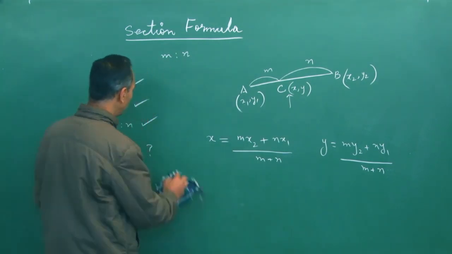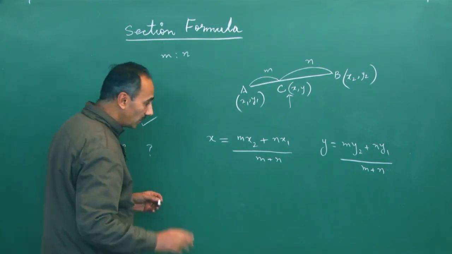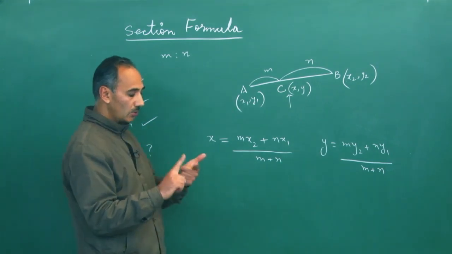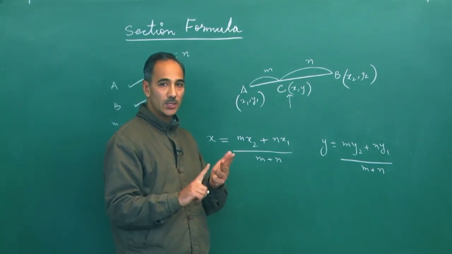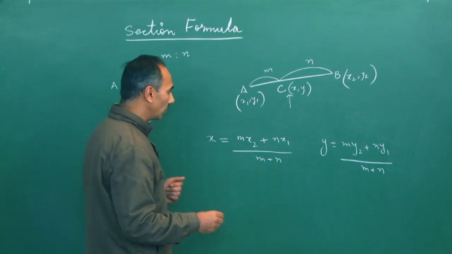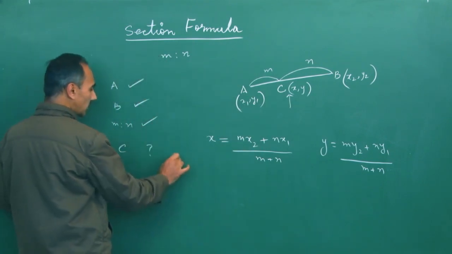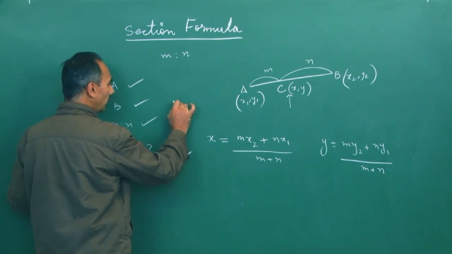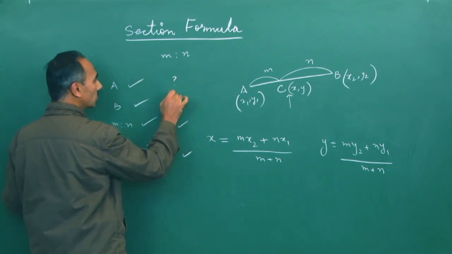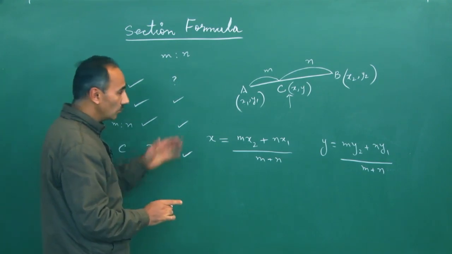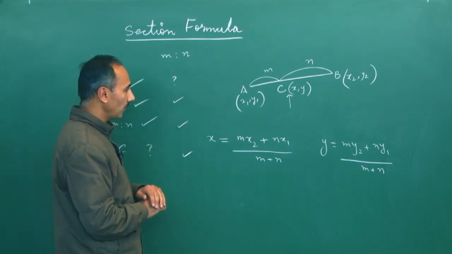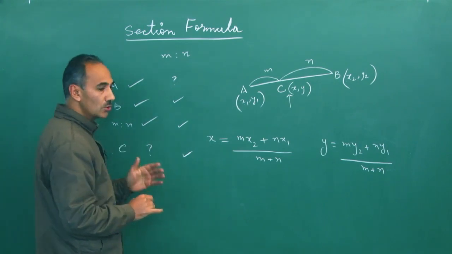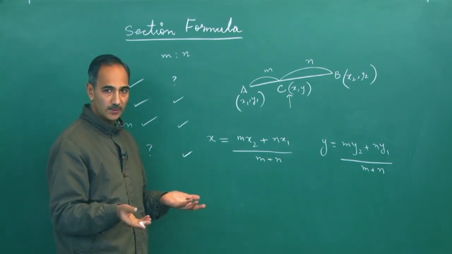Now this formula could be used if, out of these four parameters, see 1, 2, 3, 4, coordinates of A, coordinates of B, coordinates of C to be found, provided the ratio is given. Another situation would be if C is given, the ratio is also given, and coordinates of B are given, so I have to find coordinates of A. In such a situation, you will use the same formula. So out of four parameters, 3 should be given. We could find the fourth one.